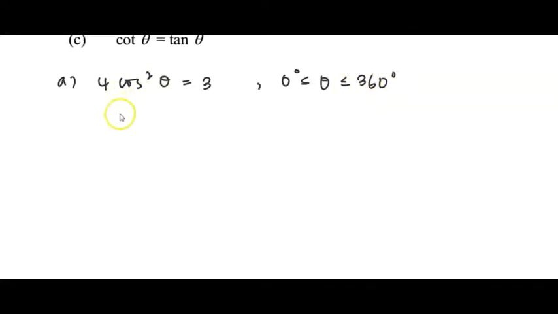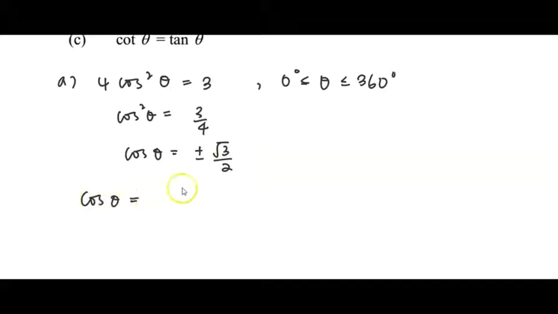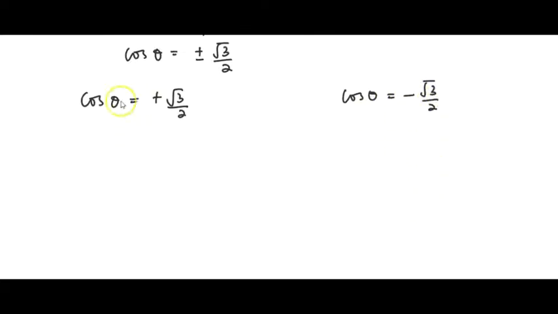So solve for cos theta. I got cos squared theta equals 3/4, and because of this square, solve for cos theta first. I have a positive and negative, so plus or minus root 3 over 2. So I got two answers for cos theta. The first one is positive root 3 over 2. The second is cos theta equals negative root 3 over 2. To solve the first equation, cos theta equals root 3 over 2, I'm going to get my basic angle first.